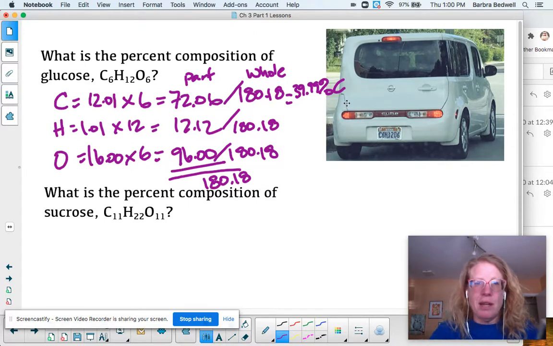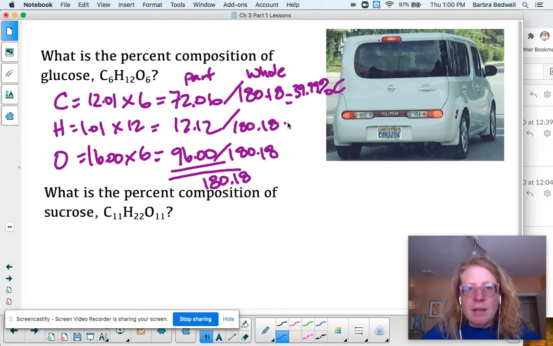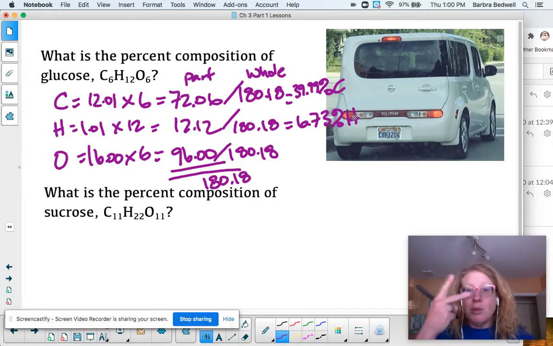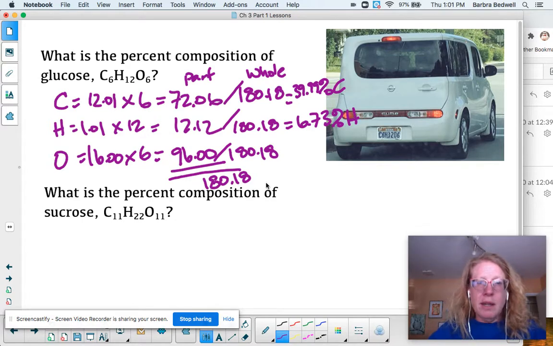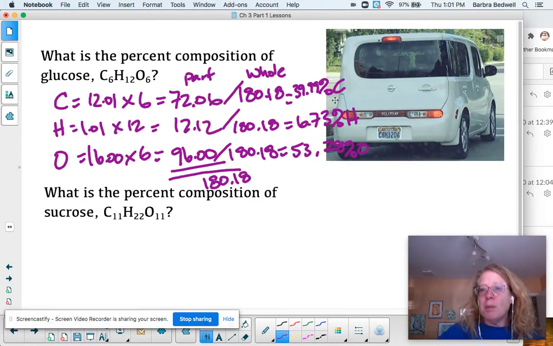And that's how you do units and labels. I guess percent is kind of the unit here. 12.12 divided by 180.18 is 6.73% hydrogen. Again, with our percents, we're going to keep those 2 decimal places. And then 96 divided by 180.18 is 53.28% oxygen. So there you go. Basically 40% carbon, 6 to 7% hydrogen, and 53-ish percent oxygen. And that's by mass, so that's our percent composition.